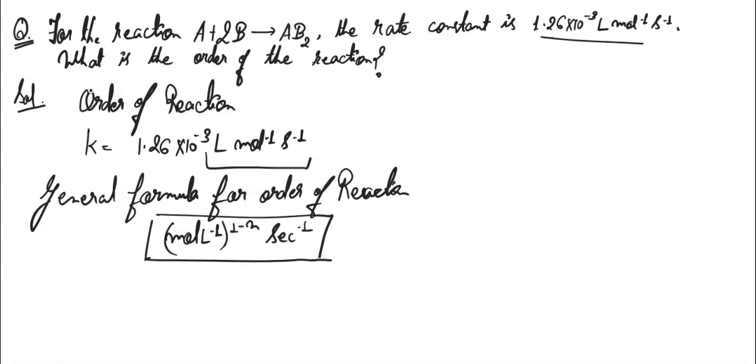Now in order to get this unit, liter mole inverse second inverse, what we have to do? You can see that second inverse is present in this way, but this is opposite. Here we have the liter and here we have the liter inverse, and here we have the mole inverse, but here we have the mole. So what value of n can we put? You can expect the value of n to be 0, 1, or 2.